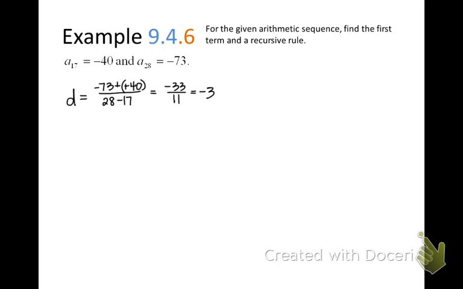So now that I've got the common difference, how can I find my recursive rule right now? Couldn't I just say that a sub n is equal to the term before it minus 3? Ariel, why did you put two pluses in front of the 40? Because a negative and a negative is a positive. Okay. So I was just showing that it changes to addition. All right, so then I need to find a sub 1. How am I going to find a sub 1?